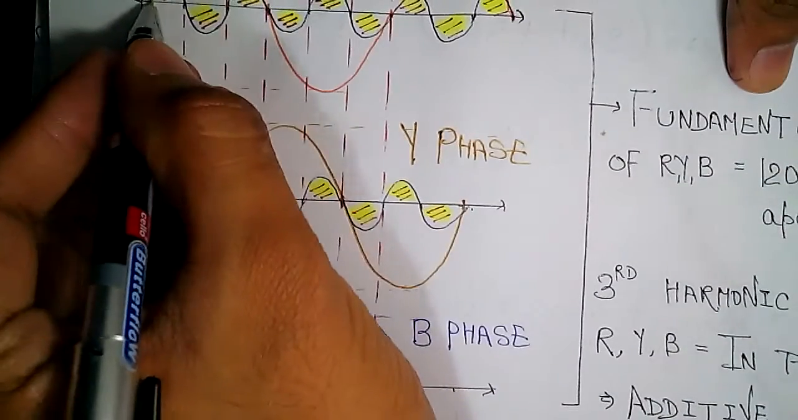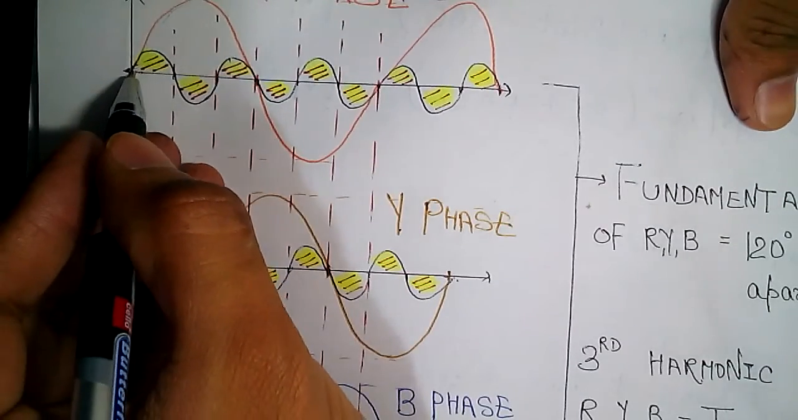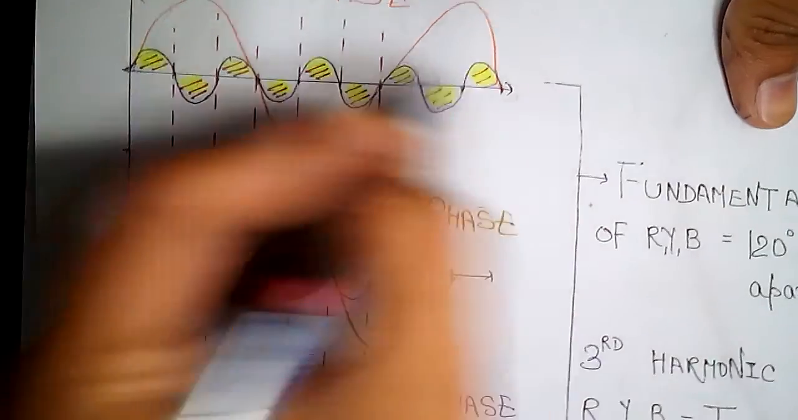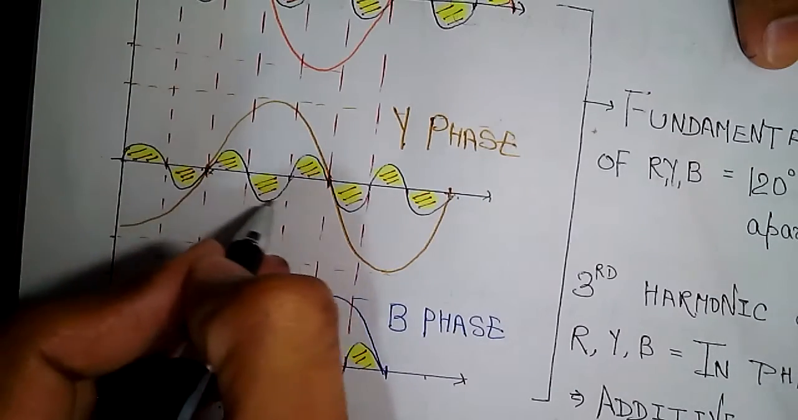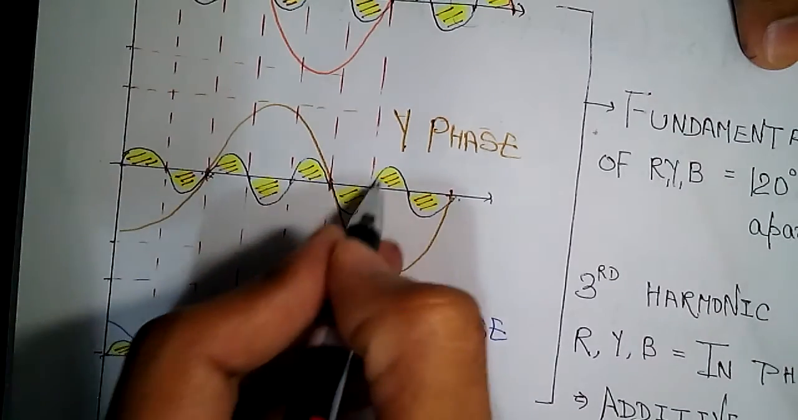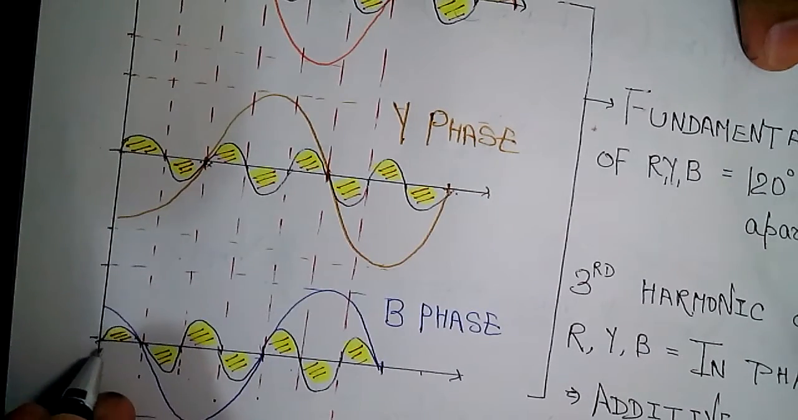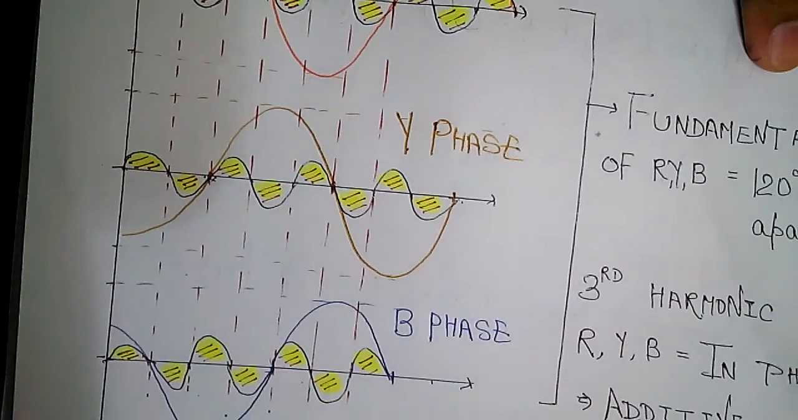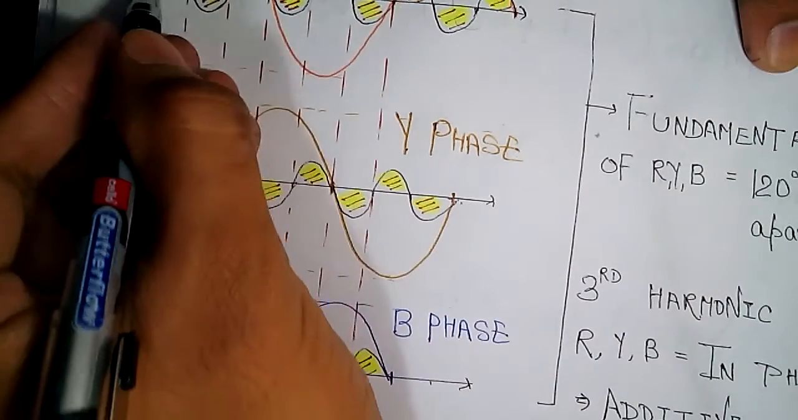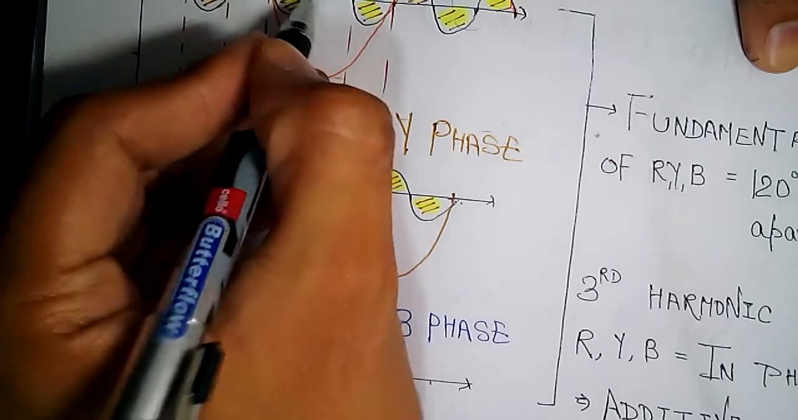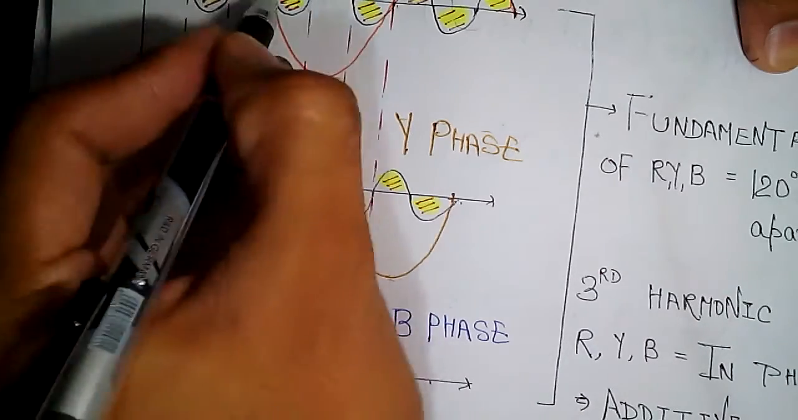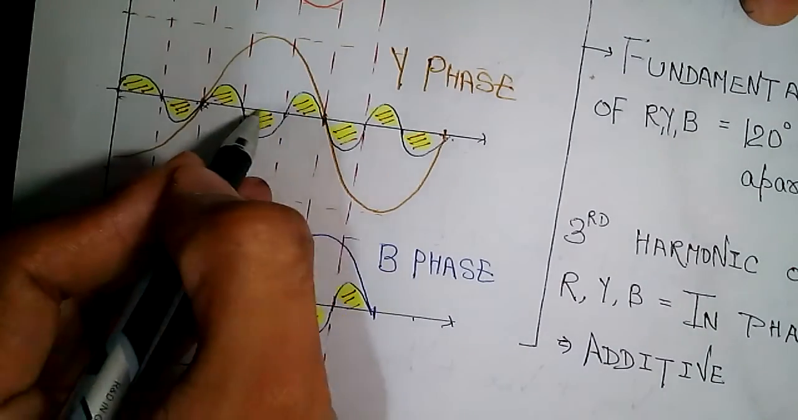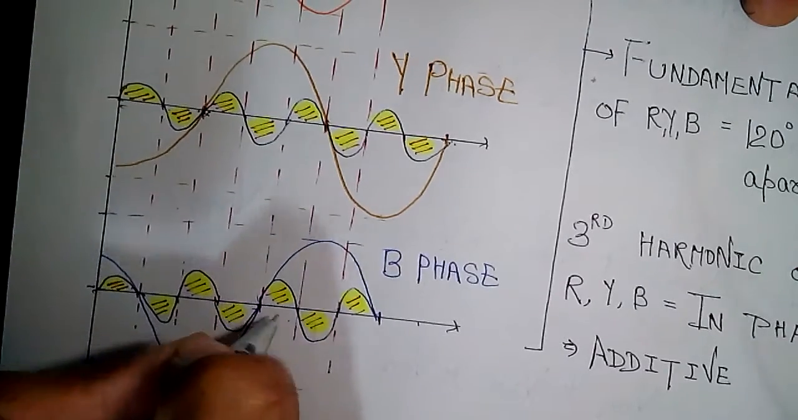Now I draw third harmonic waveforms of all these three. I draw third harmonic of R. I draw third harmonic of Y; you may start from here or from here. I draw third harmonic of B also, like this. Now all these are of 60 degrees each. We have understood that. Because this is 0 to 180, this is 60, 60, 60, 60, 60, 60. These also are 60 each.